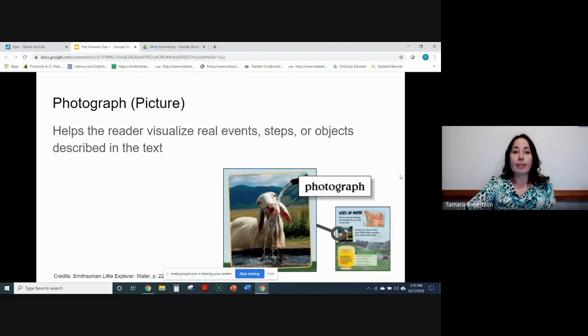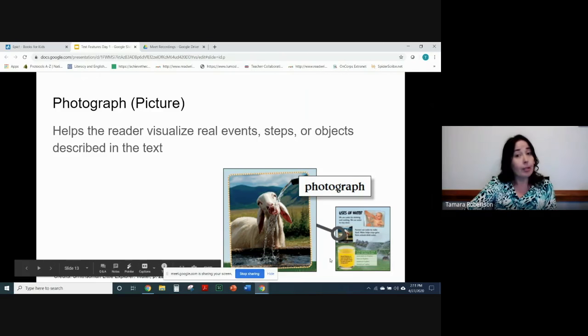Then another text feature is a photograph. Another word for photograph is a picture. A picture or photograph is taken with a camera. It's a real picture, and the author uses these pictures to help the reader visualize real events or objects that are described in the text. So again, pictures are used to help you visualize what the text is talking about. And you're going to have that caption next to the picture describing what's happening in that photograph.